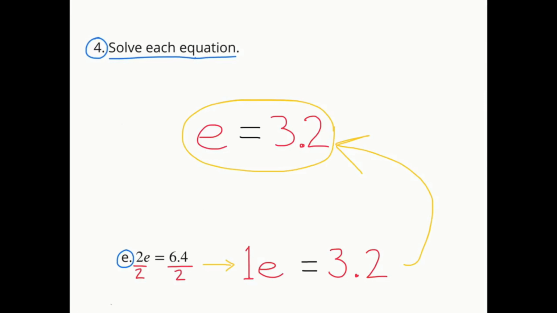e. 2e equals 6 4/10. Well, since we're solving for e, we need to get the e by itself. So we need to divide both sides by 2. 2e divided by 2 equals 6 4/10 divided by 2. 2e divided by 2 leaves us with 1e, and 6 4/10 divided by 2 leaves us with 3 2/10. 1e equals 3 2/10, and that's the same as e equals 3 2/10.